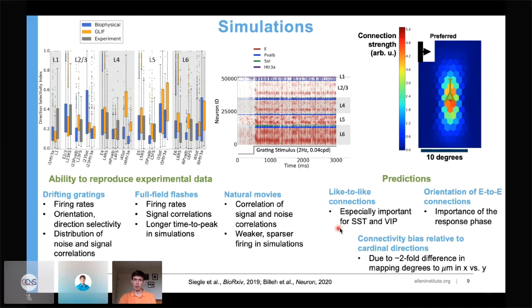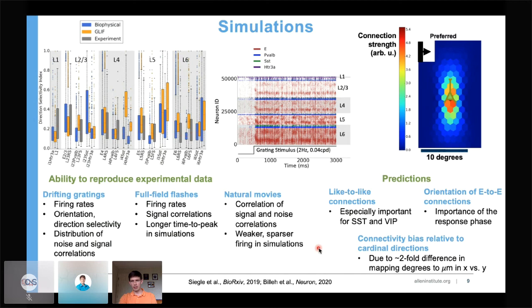And then we also made some predictions, which have to do with like-to-like connectivity. So it's connectivity depending not just on the cell type, but on the functional properties of cells. Like-to-like connectivity means that when two neurons prefer the same type of stimulus, they are more strongly connected than two neurons that prefer orthogonal stimuli. We found this to be very important, especially for SST and VIP cell types. We found this connectivity pattern to be very useful for our model, where most of the excitatory inputs to excitatory neurons come from a stripe in the visual field which is perpendicular to the neuron's preferred direction. And something like this was observed experimentally in the Carandini and Harris labs.